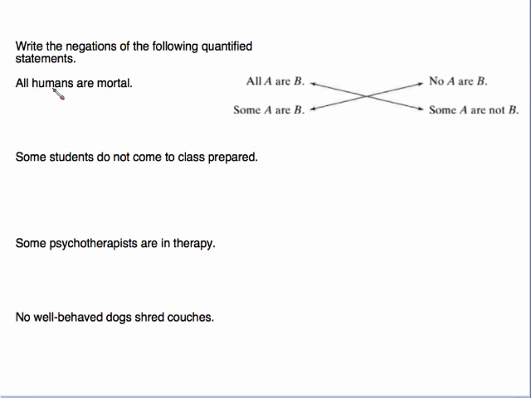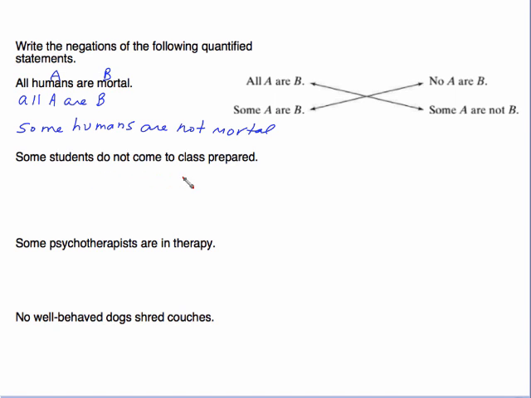So, all humans are mortal. This fits the all A are B. All A are B is right here. The negation is some A, and A is our humans. Some humans are not B, and our B was mortal. So humans was the A, mortal was the B.